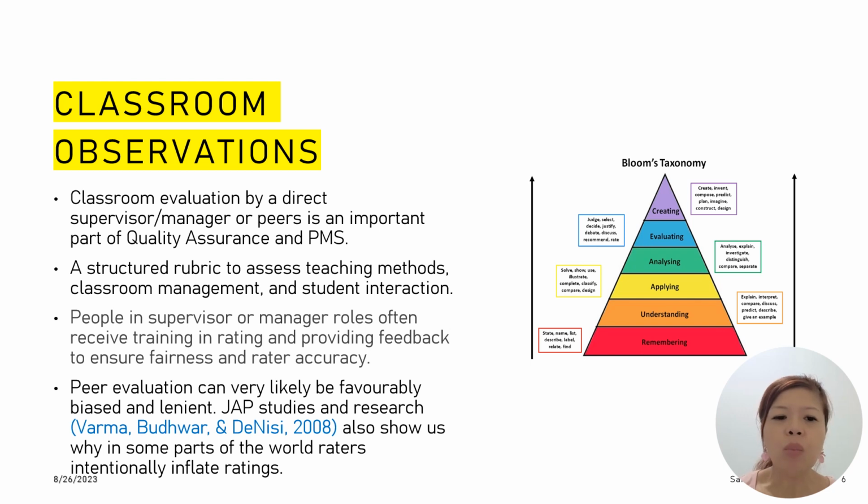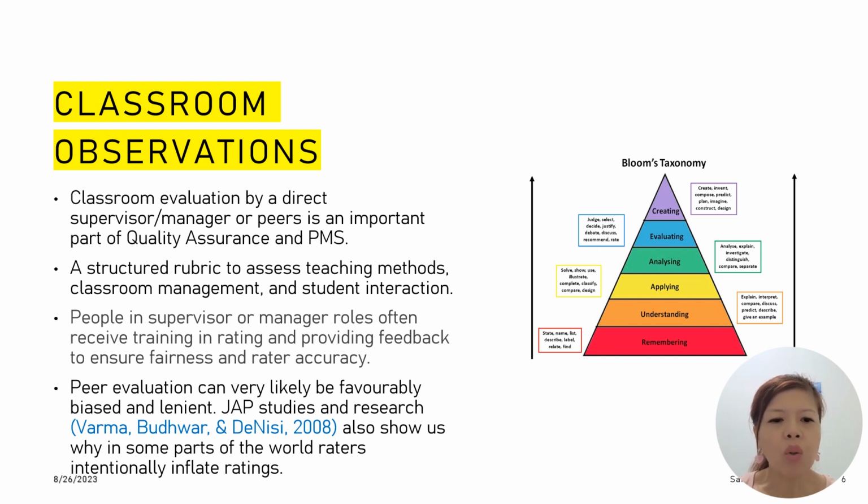There should be a well-structured rubric to assess teaching methods, classroom management, and student interaction. And it is also important to make known this structured rubric to the teacher ahead of time before a teacher evaluation. A standard practice in many schools is to use the 6 levels of Bloom's taxonomy, as you can see in this graphic, to test the students' comprehension and to assess, more importantly, whether or not the students have got the skills to apply their knowledge in their tasks or their homework.